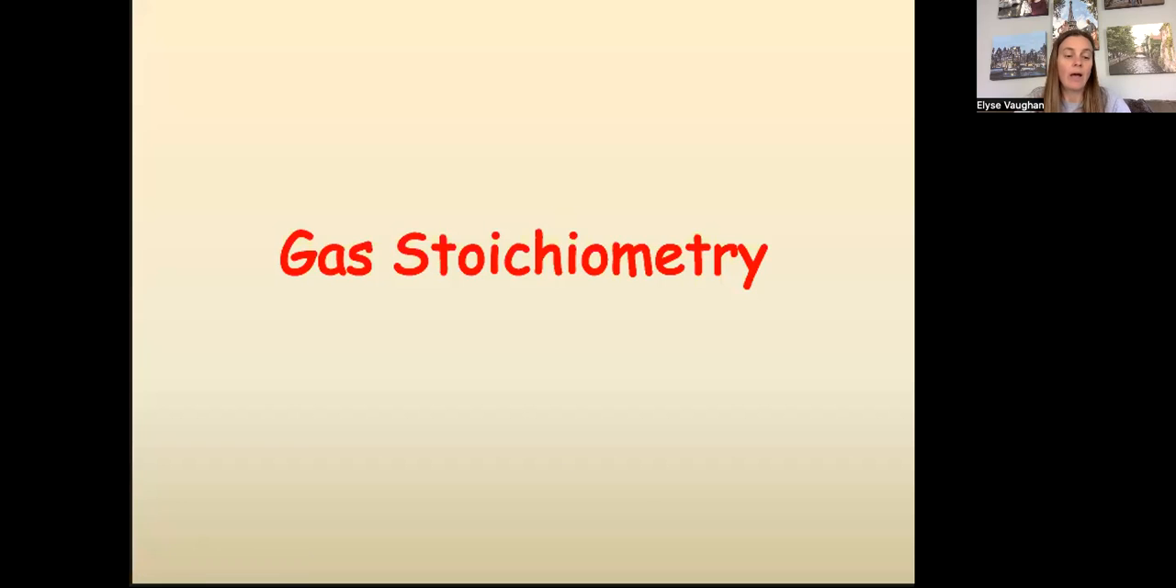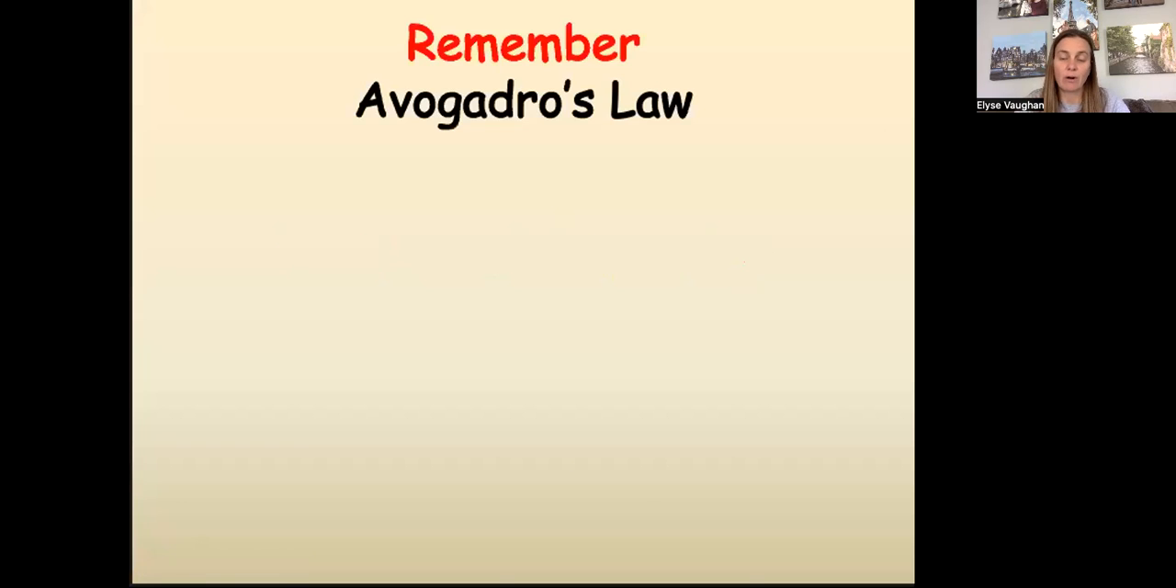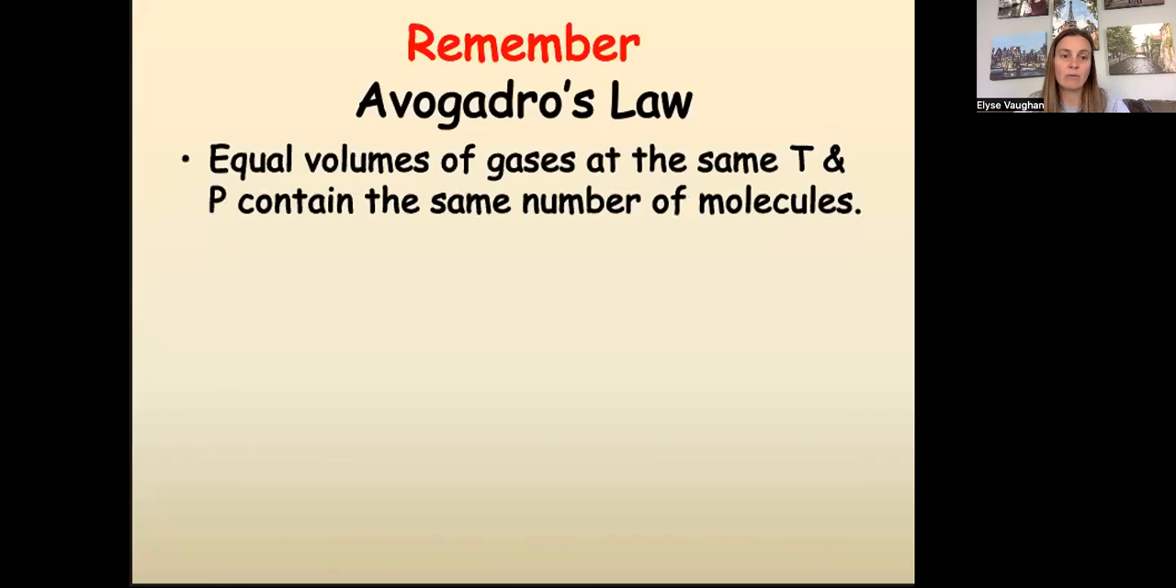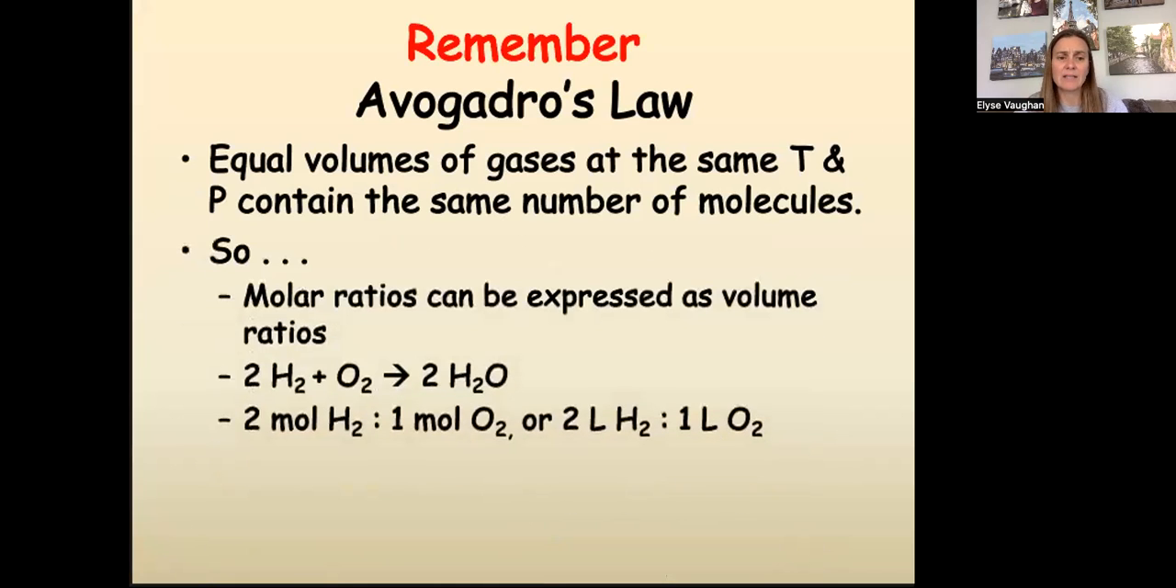So if we remember, Avogadro's law says that equal volumes of gases at the same temperature and pressure contain the same number of molecules. And what that means is that those molar ratios can then give us volume ratios. So if we look at this reaction between hydrogen and oxygen to form water, we can look at this as 2 moles of hydrogen reacting with 1 mole of oxygen to form 2 moles of water.